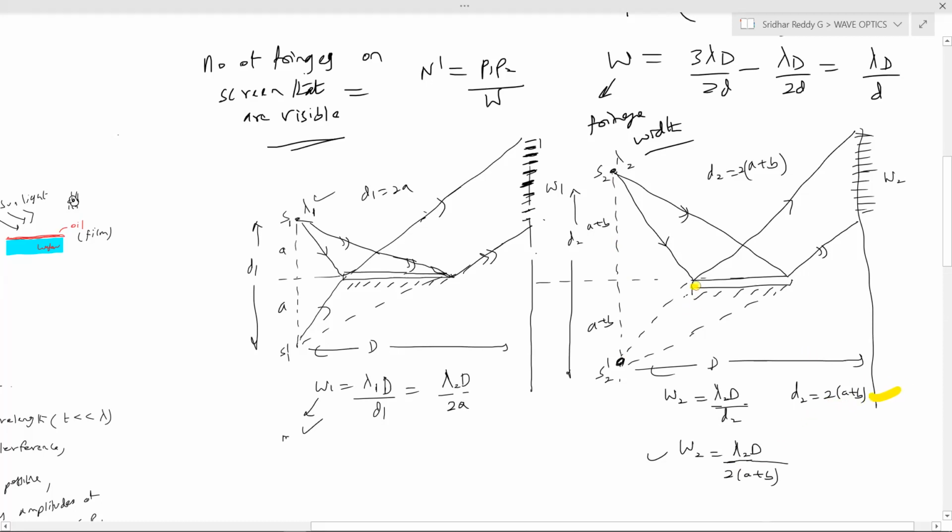Fine. Now the same mirror is kept here. I'll measure the fringe width. I know W1, lambda 1. I don't know capital D, okay, leave it. D1 you know. You know W2, which you can measure using a traveling microscope. You can measure W1, W2. Then lambda 2 is the unknown. A and B are known, so you can calculate lambda 2.